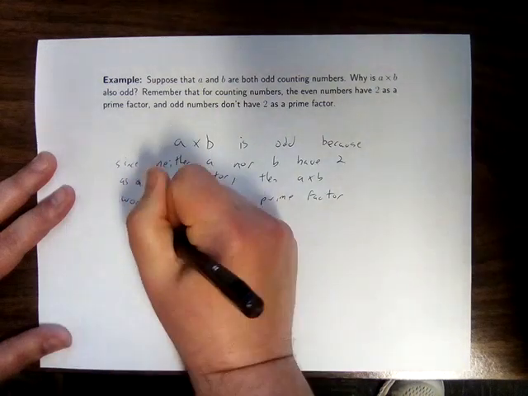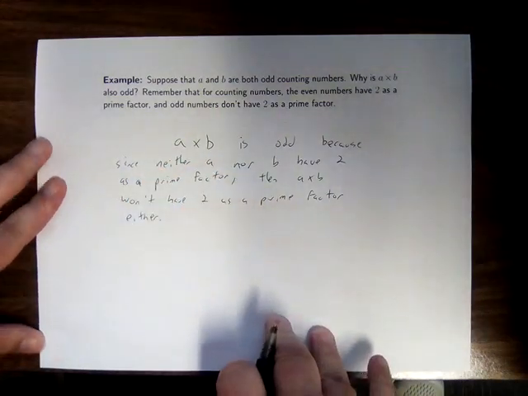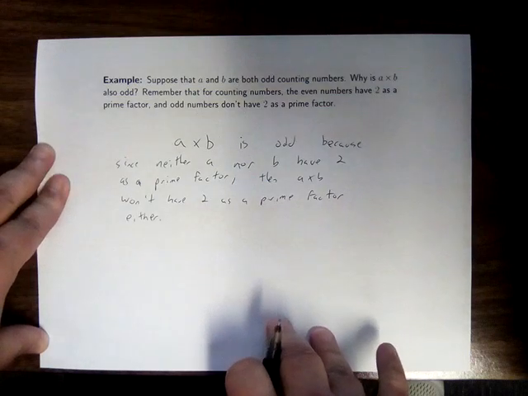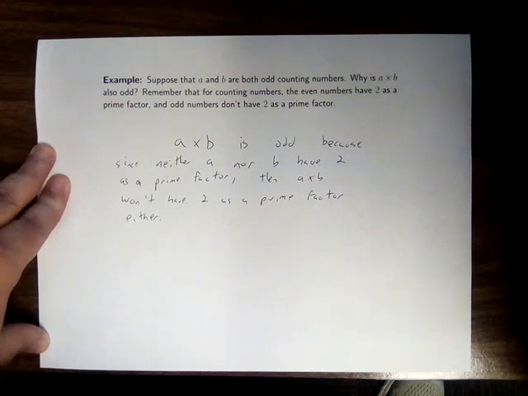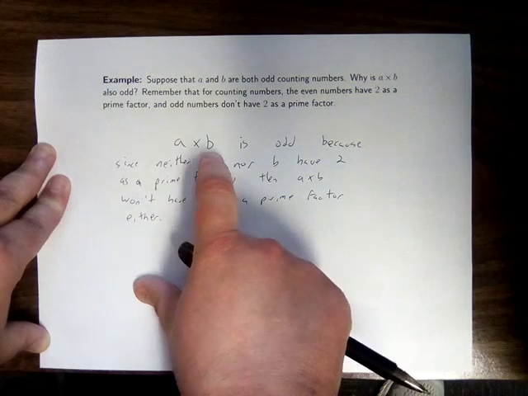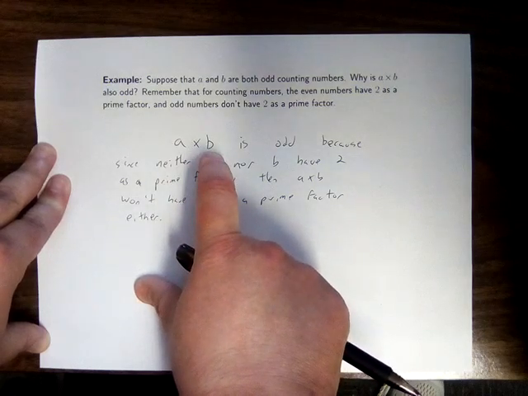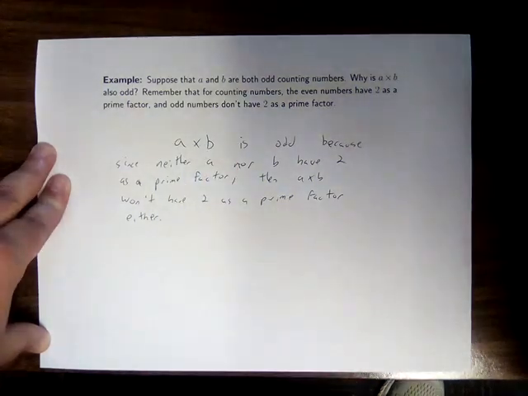Here we're actually using the fundamental theorem of arithmetic, the unique factorization theorem, the idea that we can take A, B, and A times B and break them down into products of primes, and that whatever the prime factors of A and B must be, those would also be the prime factors that show up in A times B. So if A doesn't have any 2's as prime factors, and if B doesn't have any 2's as prime factors, then neither would A times B.